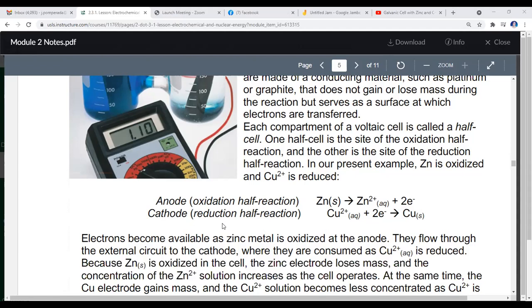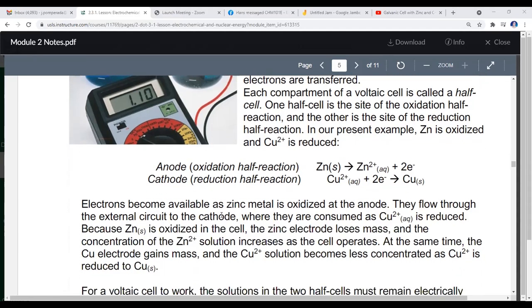Take note of this. The losing of electrons happens in the anode, the gaining of electrons happens in the cathode. Now, electrons become available as zinc metal is oxidized at the anode. What do we mean by this? Electrons are present in solution because your zinc metal is being dipped into a solution. So, as your zinc metal is being oxidized, there are more and more electrons being made available in the solution. They flow through the external circuit to the cathode.